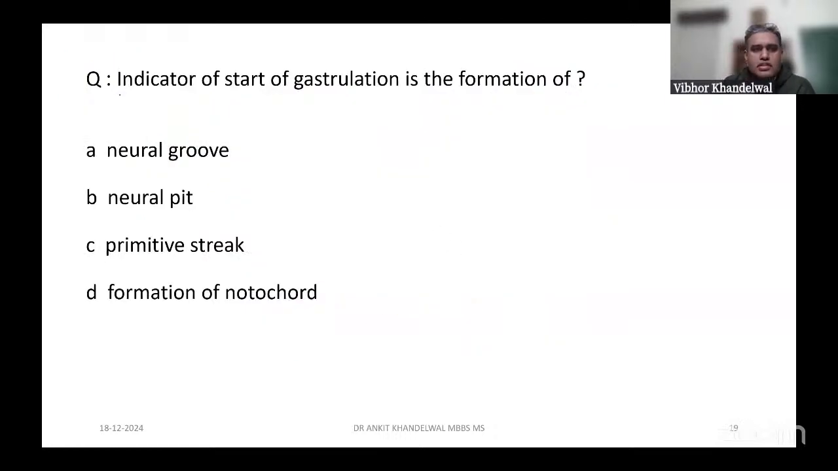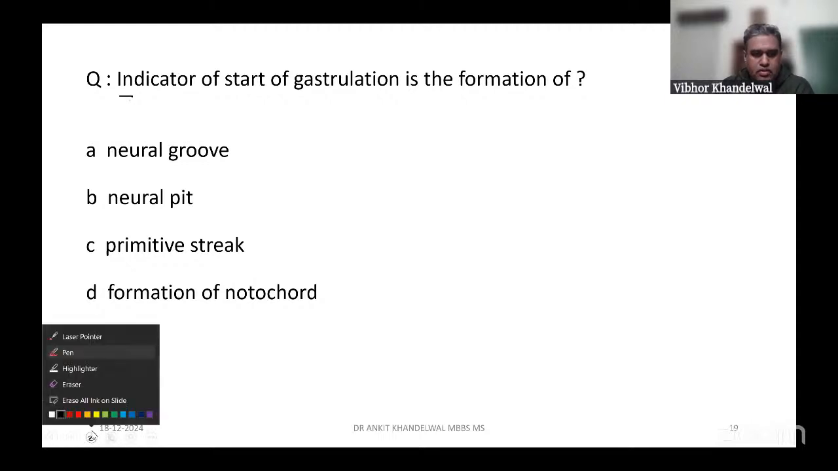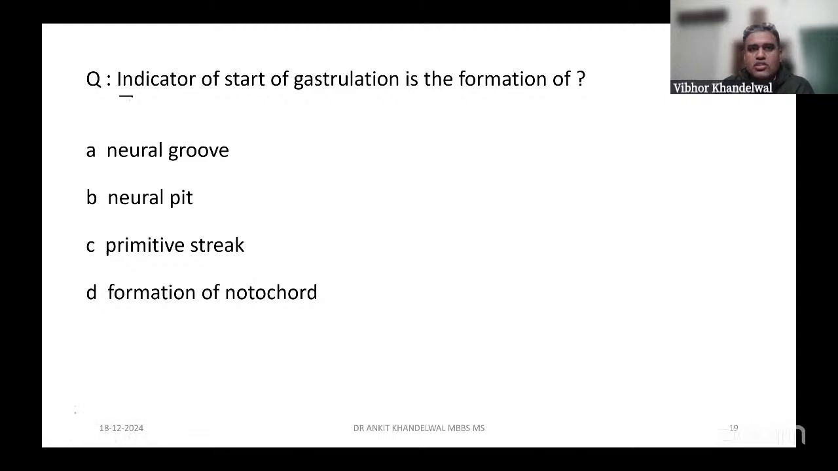So here the MCQ asks: the indicator of the start of gastrulation is the formation of. See, I already discussed this. Neural groove, neural pit, primitive streak, or formation of notochord. What was the answer? The answer is primitive streak. If they change the question, the indicator of the beginning of neurulation is the formation of, for neurulation, it will be notochord.